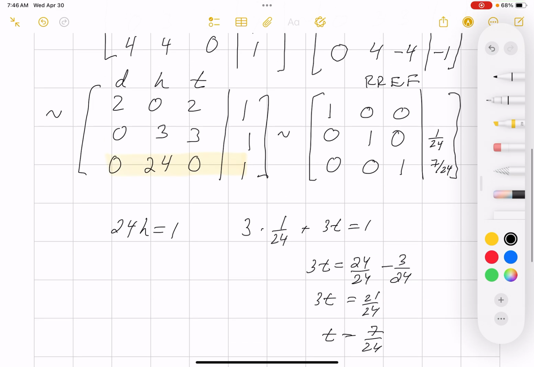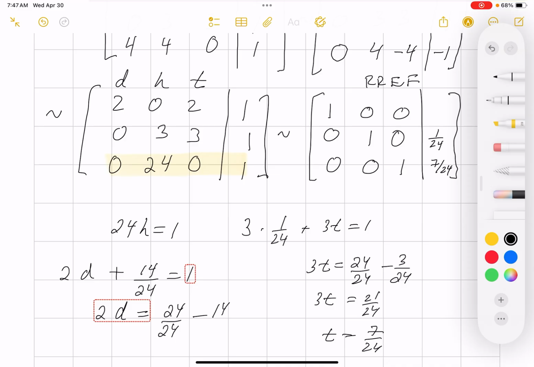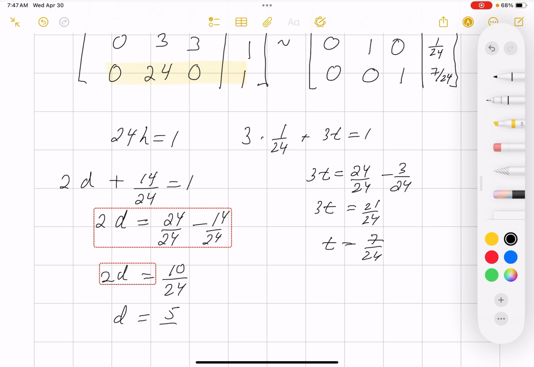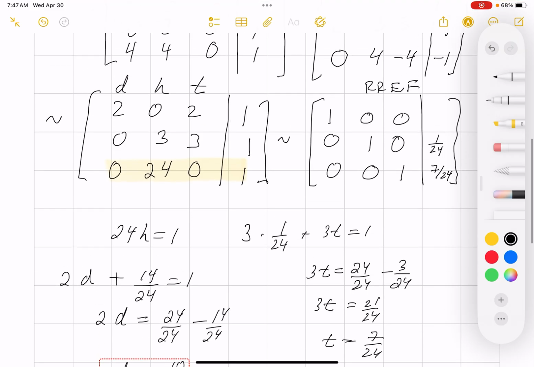All right, let's go to the top row. And the top row says 2D, right? I don't know what D is. And then it says 2 T's. Well, T is going to be 7 over 24. So that's 14 over 24 equals 1. So 2D is going to be 24 over 24 minus 14 over 24. So 2D is going to be equal to 10 over 24, or D is 5 over 24.